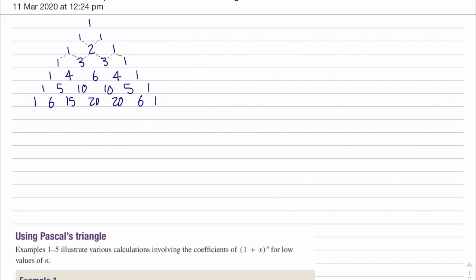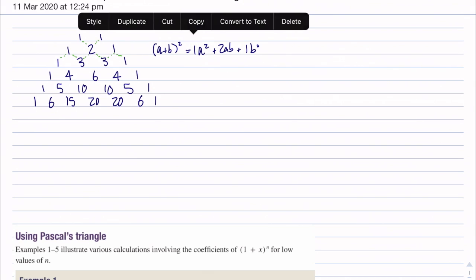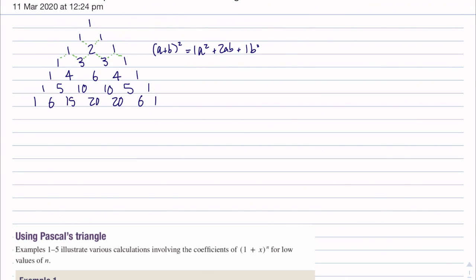The reason this is useful is because, do you remember how when we had a plus b squared, it came out as a squared plus 2ab plus b squared? Well, I could have had a 1 in front of the a and a 1 in front of the b. What do you notice about the numbers that we've got going on? Well, the 1, the 2 and the 1 literally come from here. So 1, 2, 1.